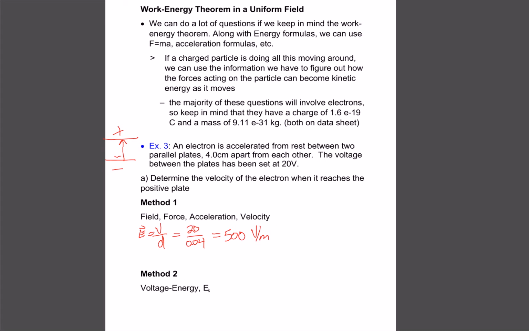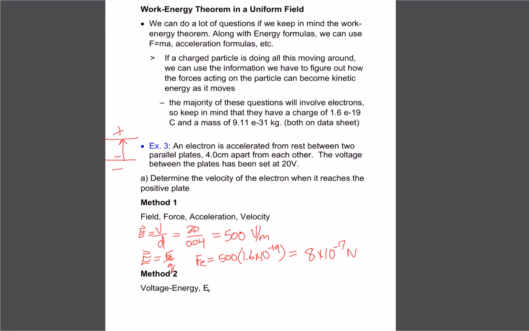So now the next thing we could do is use our electric field formula to find force. So electric field is force over Q. So our force then would be our electric field times our charge of an electron. And that gives us an answer of 8 times 10 to the negative 17 newtons. Okay, so now we got our force.